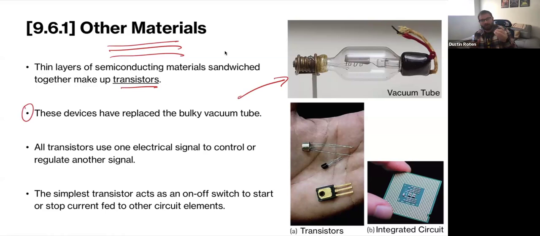So transistors use one electrical signal to control another signal. So essentially what would happen, down here in picture A in the transistors, let's take a look at this transistor. So you have this common prong, and what's going to happen is you can control a signal on one of them, a small signal, right? You can control a small signal.